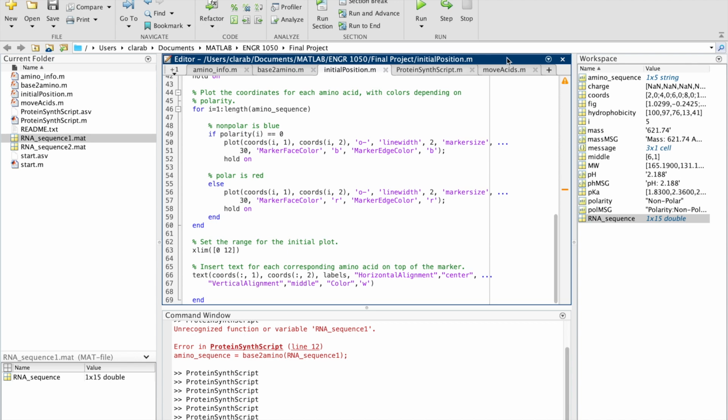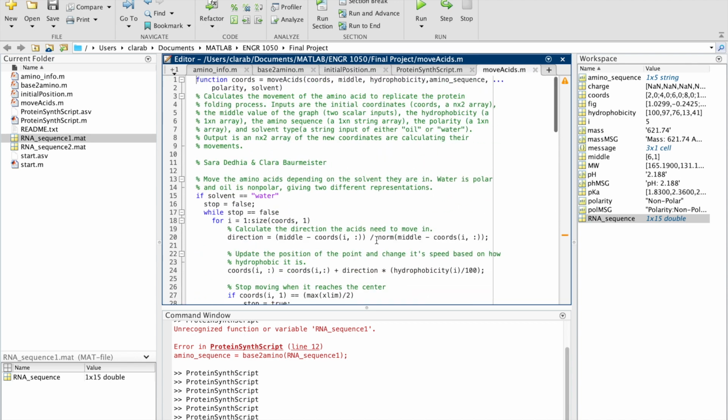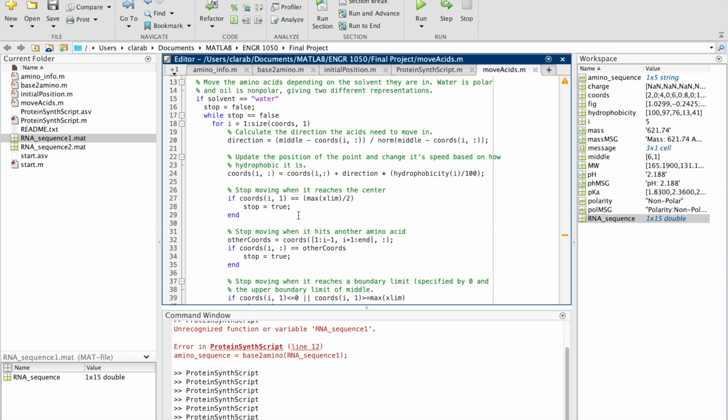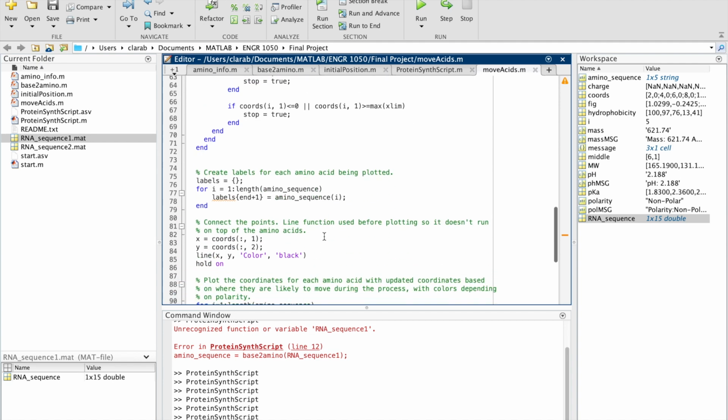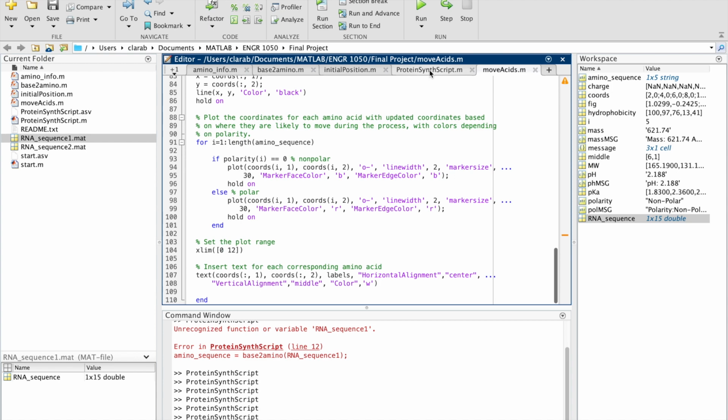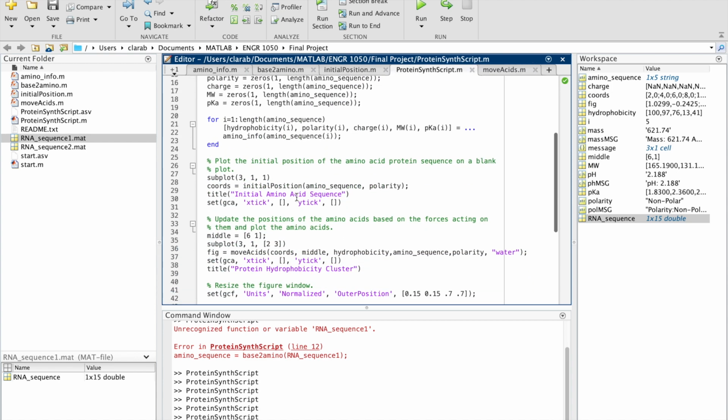And then the move acids function takes them from their initial position, takes into account whether it's water or oil for the solvent, and moves them by their hydrophobicity. The more hydrophobic will move faster to get away from the water, or will move faster to spread out in the case of oil. And it is also plotted using the same characteristics as in the initial position. So the protein synthesis script just puts it all together.